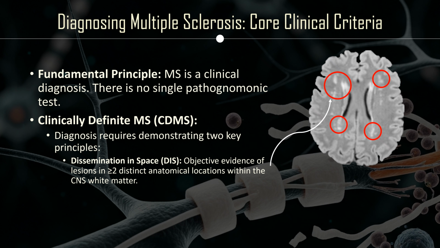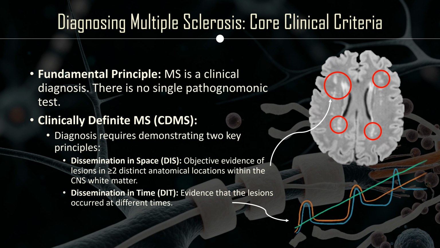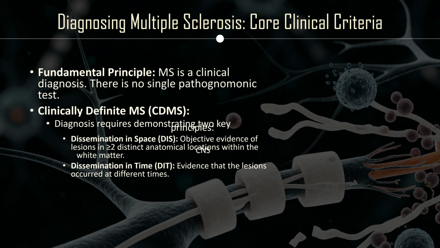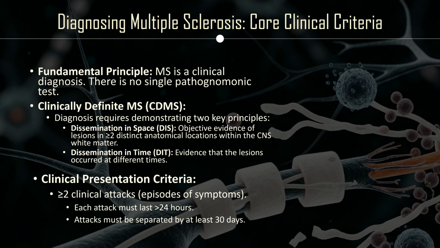Second, and equally important, is dissemination in time, or DIT. This principle requires evidence that these lesions or clinical attacks have occurred at different points in time. It speaks to the episodic or progressive nature of the disease. For the initial clinical presentation, we typically look for at least two distinct clinical attacks, such as visual blurring, numbness or tingling, or motor weakness.